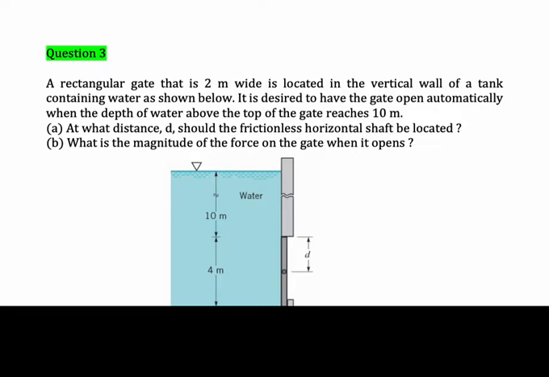At what distance d should the frictionless horizontal shaft be located, and what is the magnitude of the force on the gate when it's open? So we have a situation like this, and the d here is the distance from this point to the shaft. So for question A, we need to calculate the distance d where the shaft is in frictionless condition.